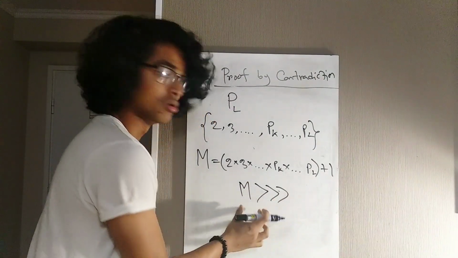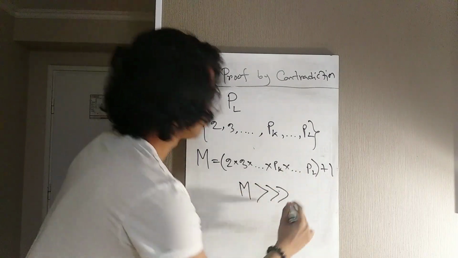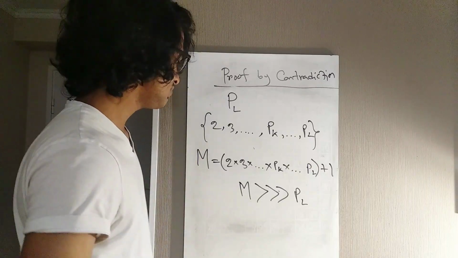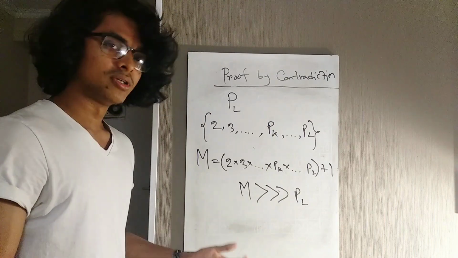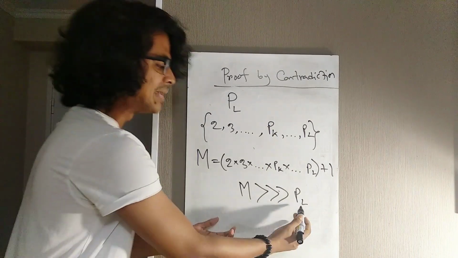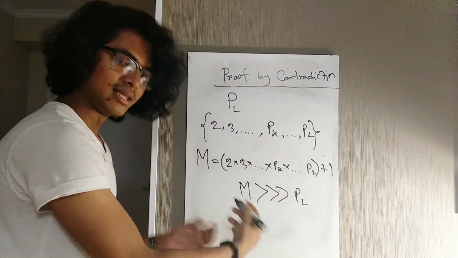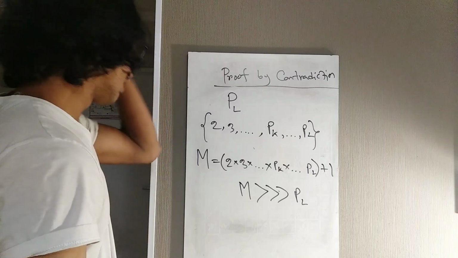Also, this is how we show it's way larger. In mathematics, this is the notation: M is greater than pl. Well, what does it mean? It means M is a composite number, because we already assumed that pl is the largest prime. That means any number larger than pl is composite. That means M is a composite number, right?